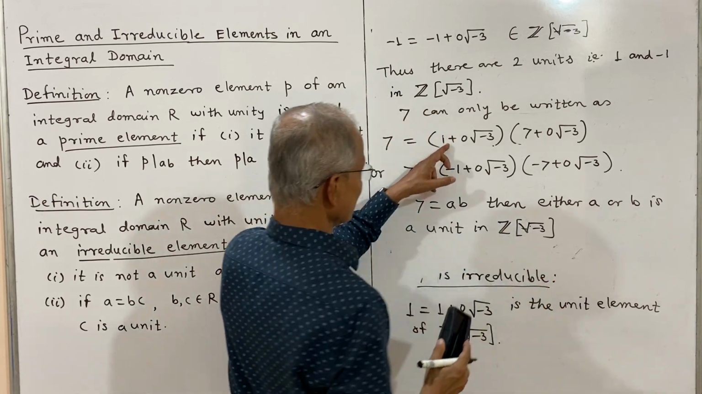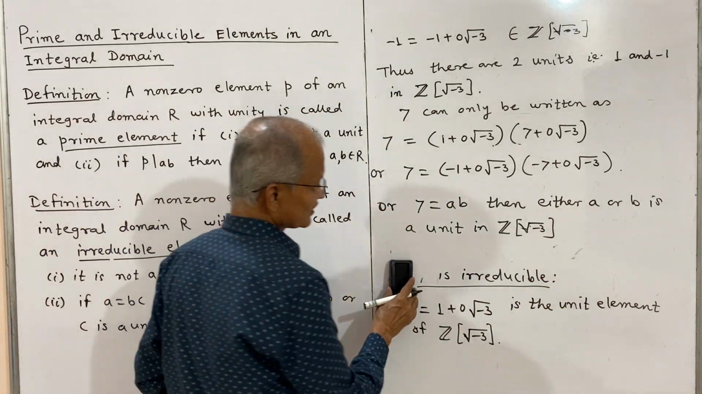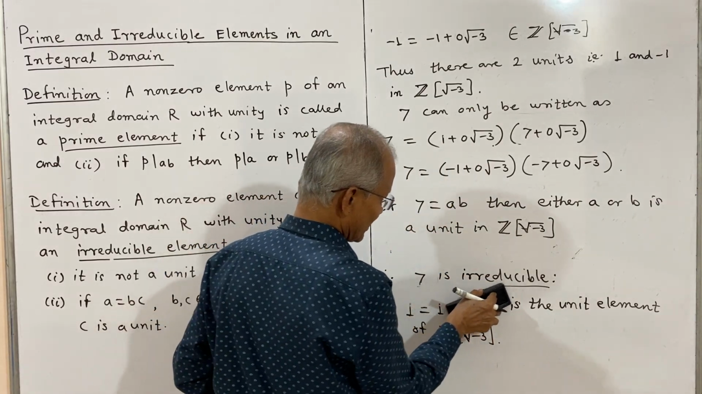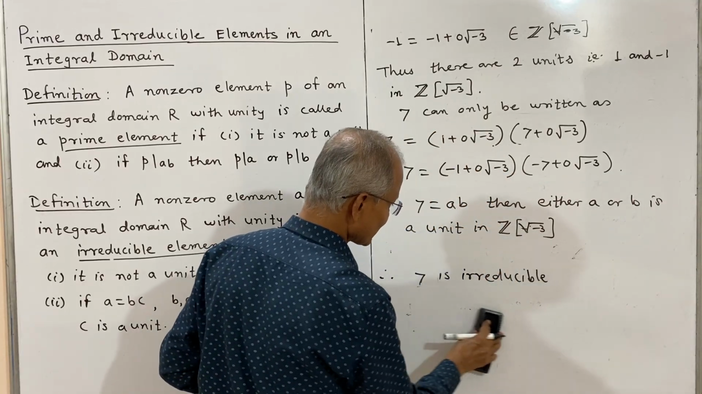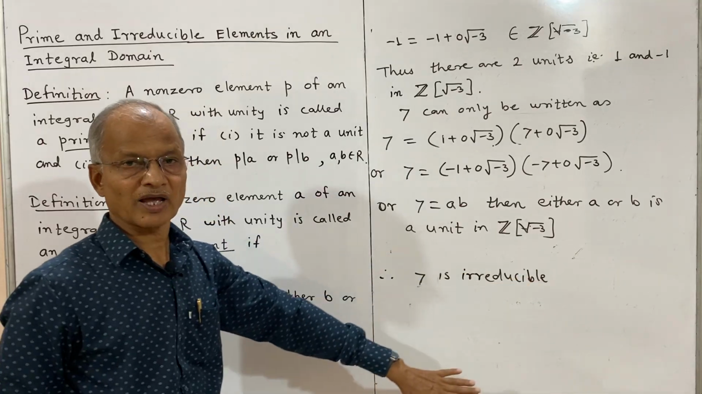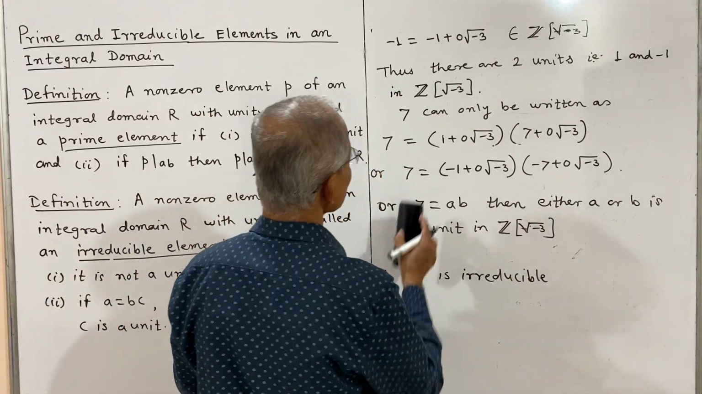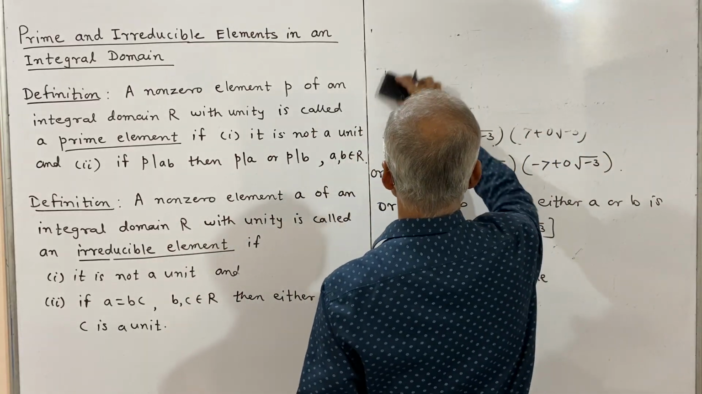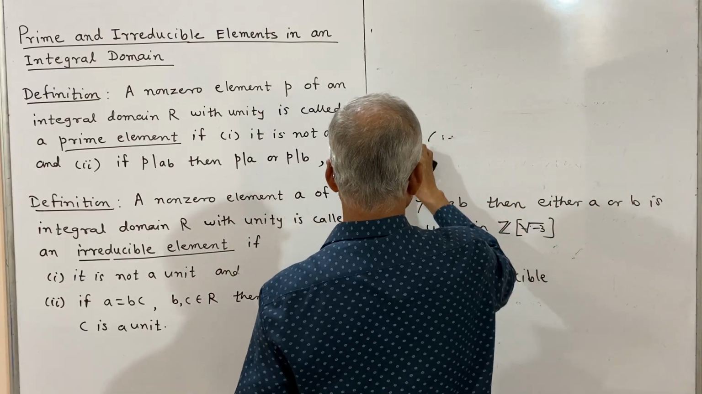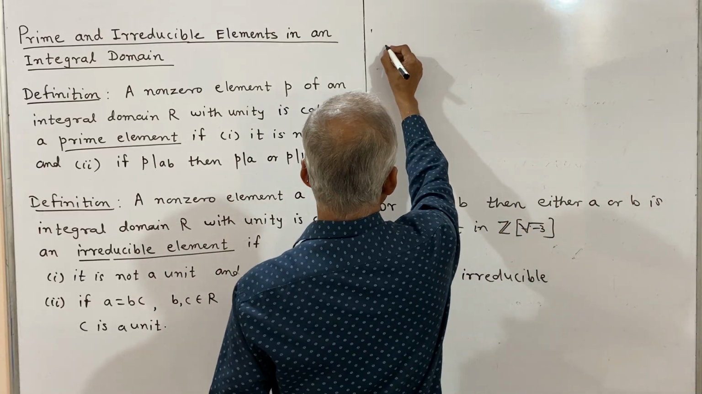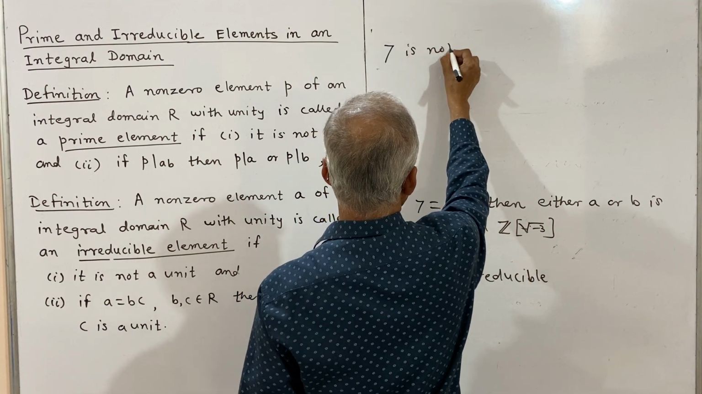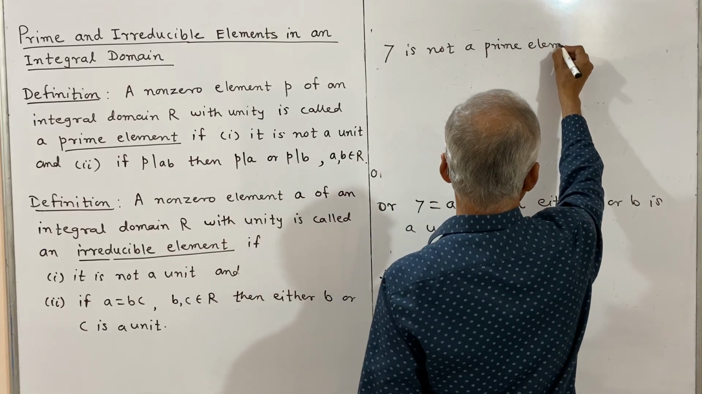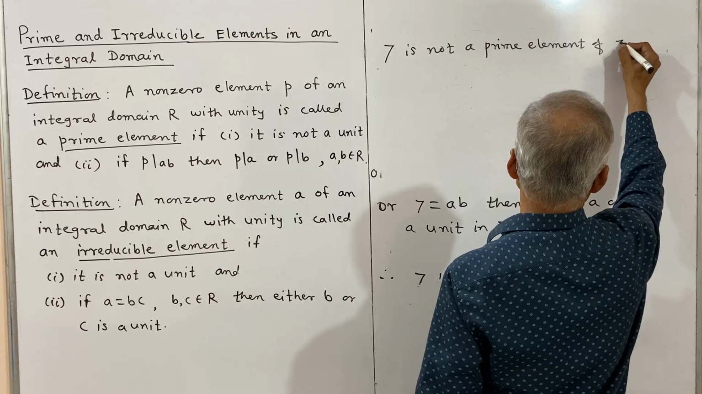See, here these are the units, and therefore 7 is irreducible. This is what we have proved. 7 is irreducible. Now what we shall prove, as a counter example, is the second thing: 7 is not a prime element of this integral domain.